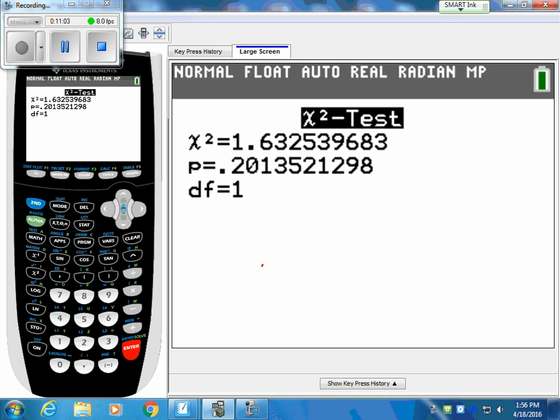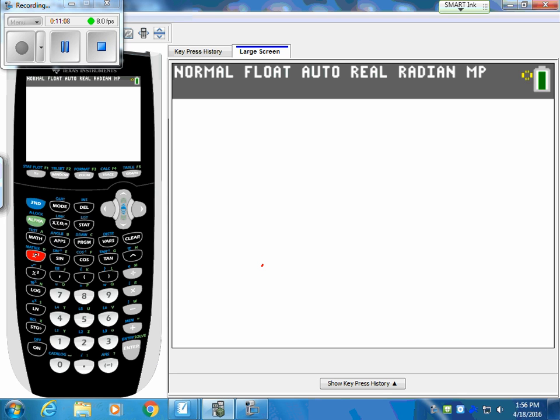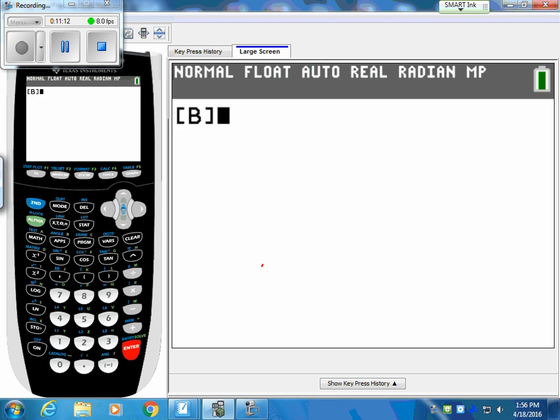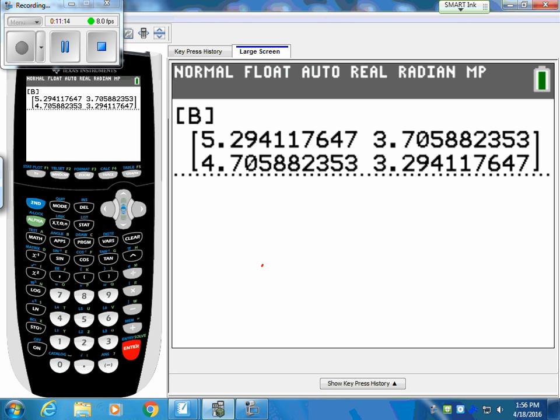And now some of you are saying, okay, I need that expected table. Where is it? The expected table is back in your matrices. It was put into matrix B for you. So here are your expected values that you would put into your assumptions page.